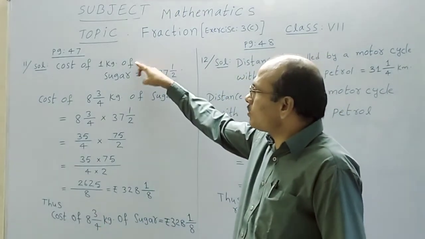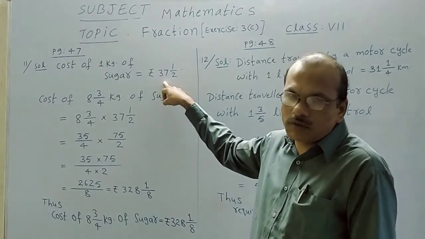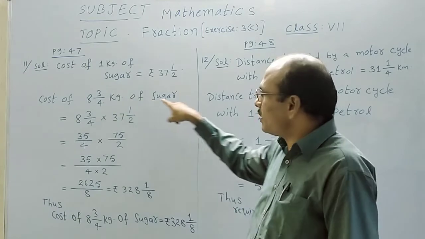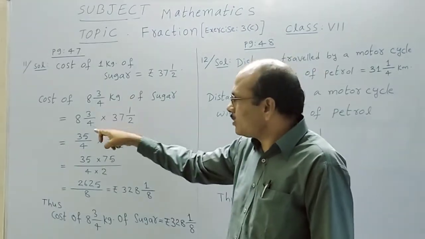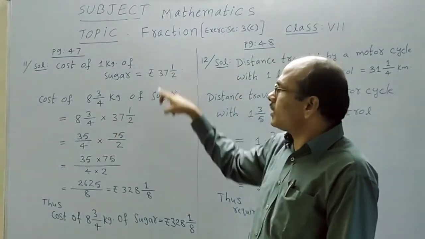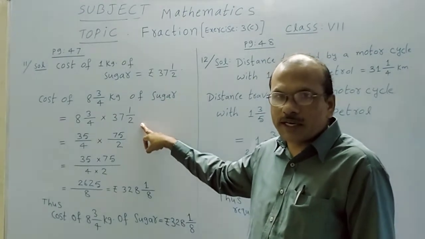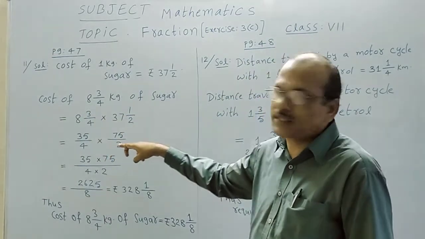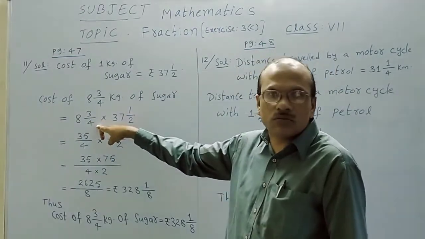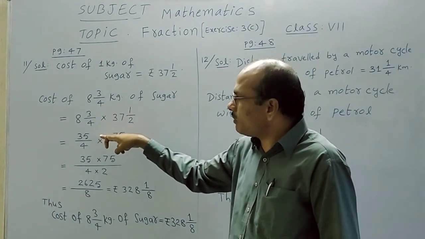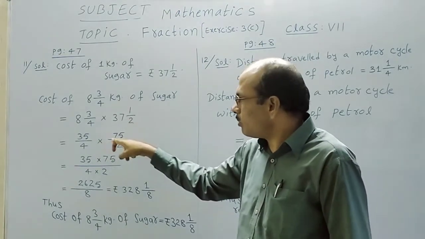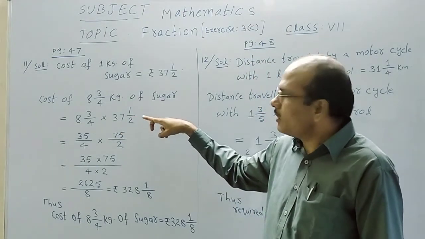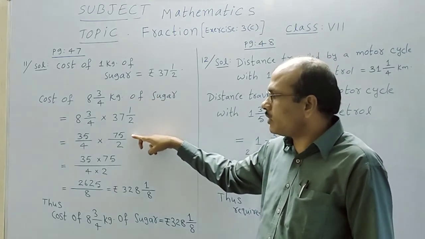Same like that, here also we have to multiply. The cost of 1 kg of sugar is 37 1 by 2 rupees, so for 8 3 by 4 kg of sugar we should multiply 8 3 by 4 with 37 1 by 2 rupees. Now these are mixed fractions, so we should convert them into improper fractions. 8 4s are 32, 32 plus 3, 35 by 4. Into 37 2s are 74, 74 plus 1, 75 by 2.